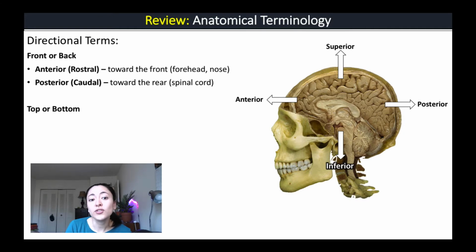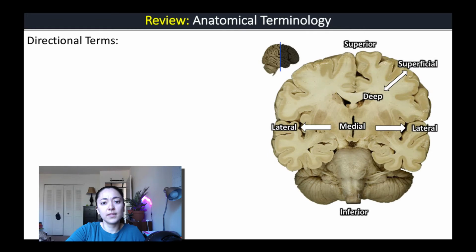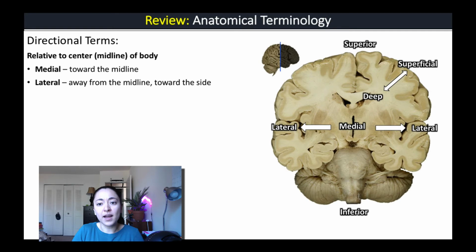Now let's look at the directional terms to differentiate top from bottom. Superior means close to the top of the head or above. Inferior means closer to the feet, or in other words, below. For example, my forehead is superior to my nose. We also have directional terms that describe the location of a structure relative to the center or midline of the body. Medial means toward the midline of the body. Lateral means away from the midline or towards the side. For example, my ears are lateral to my nose.